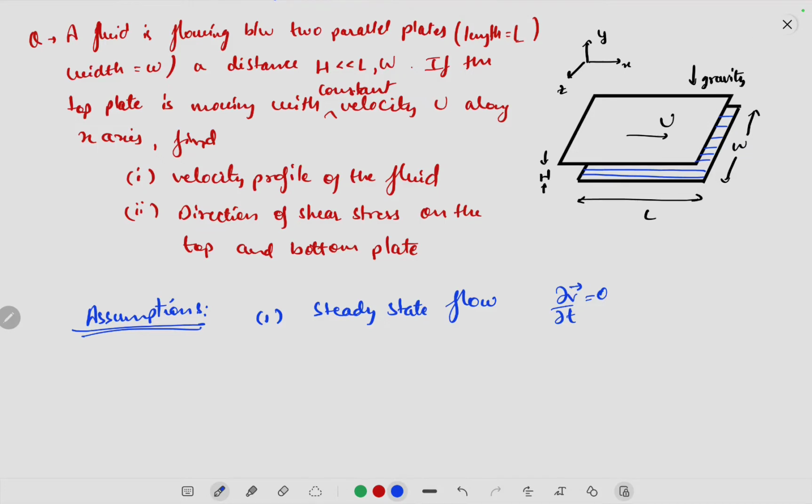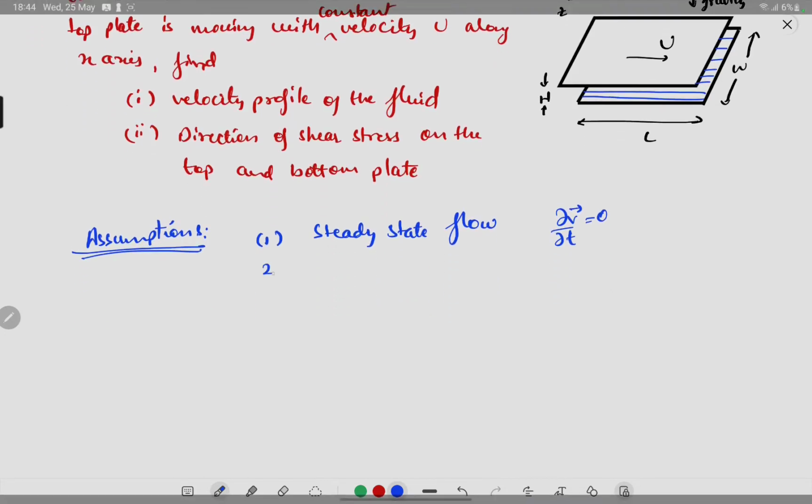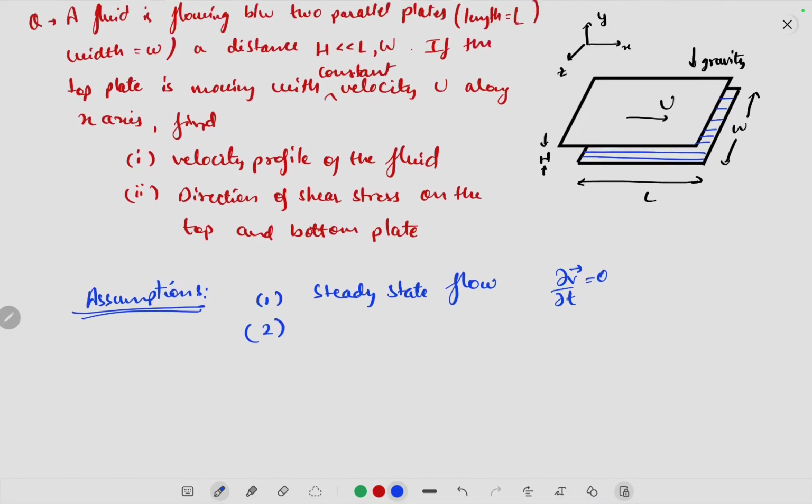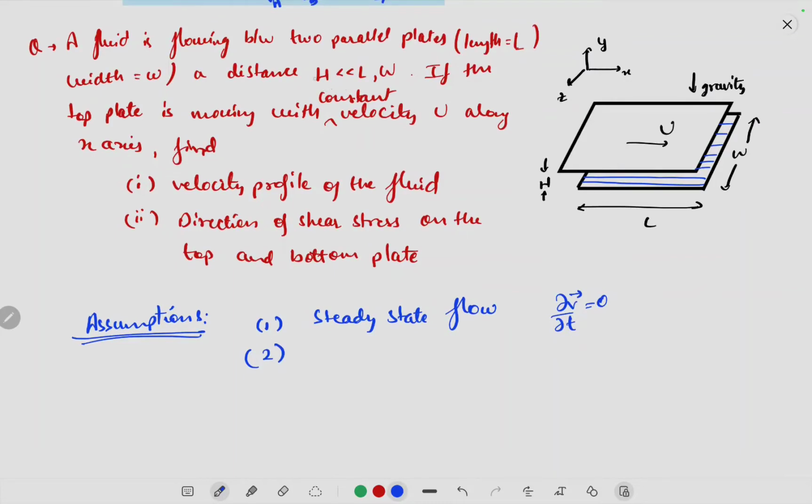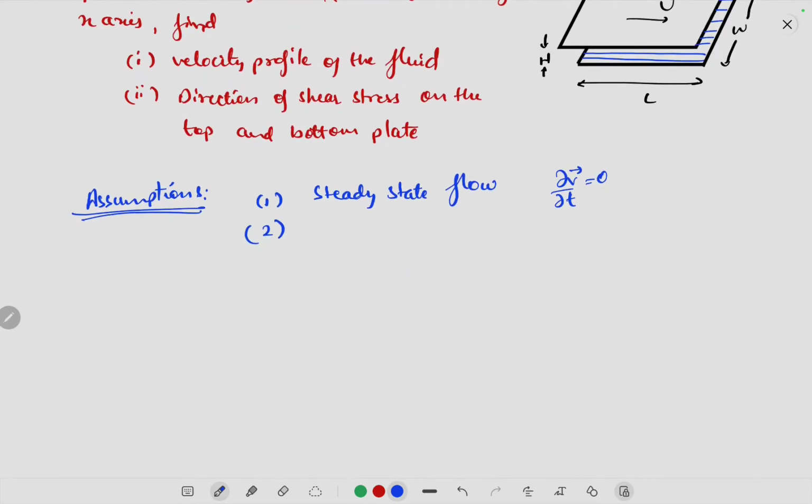Now if the top plate was moving with a time dependent velocity, then we cannot make this assumption that del V by del t equals 0. So this should be clear that for this case this is a reasonable assumption. The second assumption that we can make is that since it is given that H is very less than L and W, we can assume that the flow is nearly independent in x and z direction.